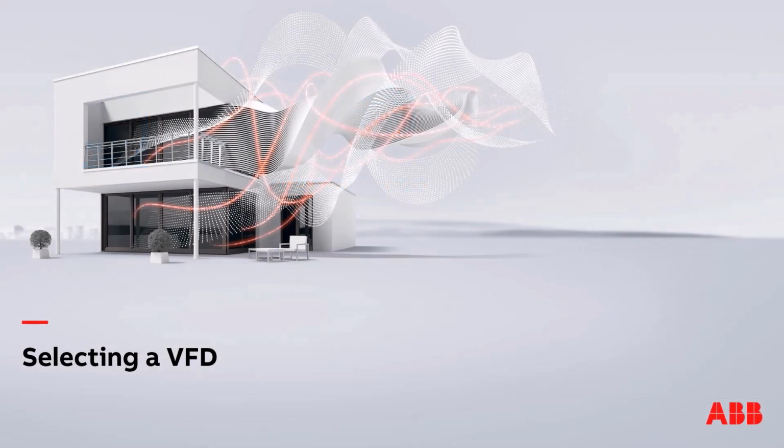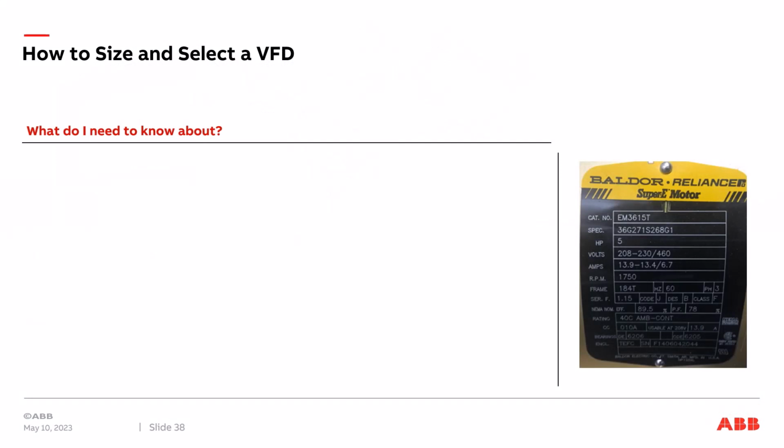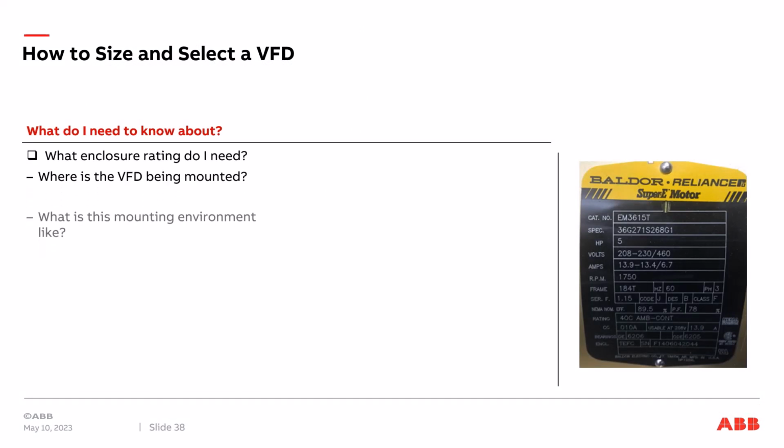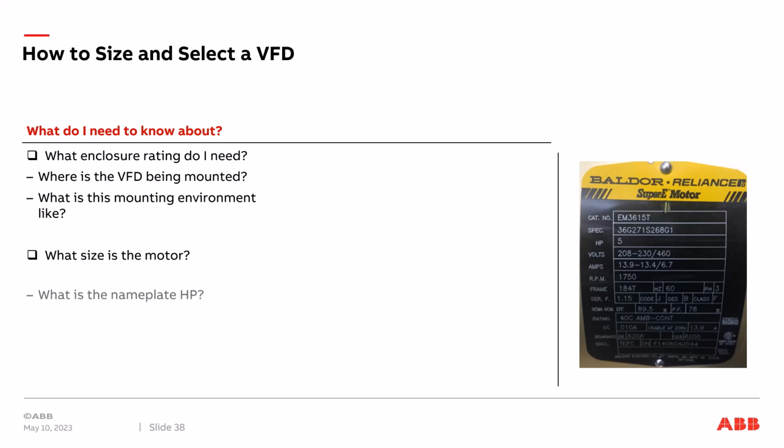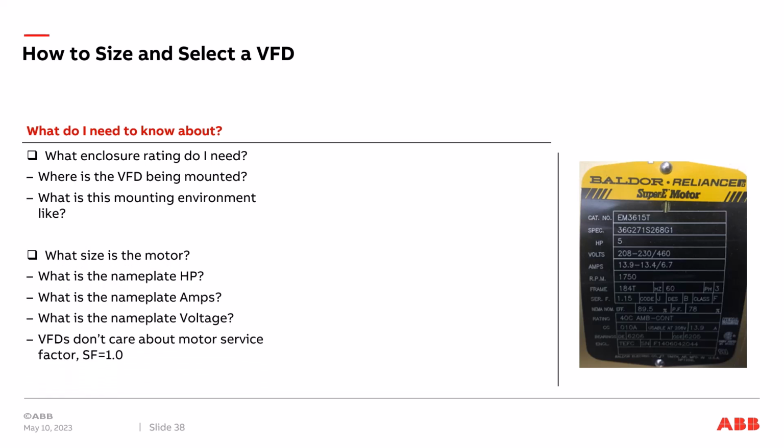Let's talk about selecting a VFD. Let's take a look at how to size and select a VFD. What's the enclosure rating you need? It depends on where it's being mounted and what the mounting environment is like. If it's mounted indoors in a non-dusty environment, a Type 1 is definitely needed. If you're looking at outdoors, you'll need a 3R minimum. What's the size of the motor? Look at the horsepower, the amps, and the voltage.